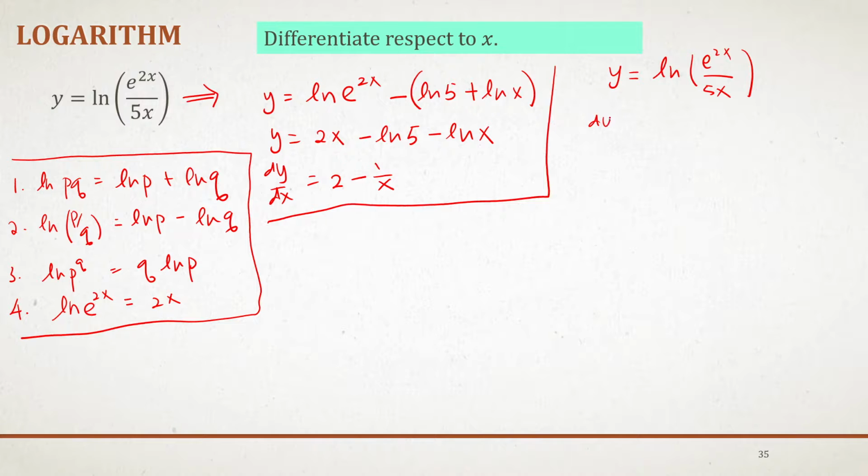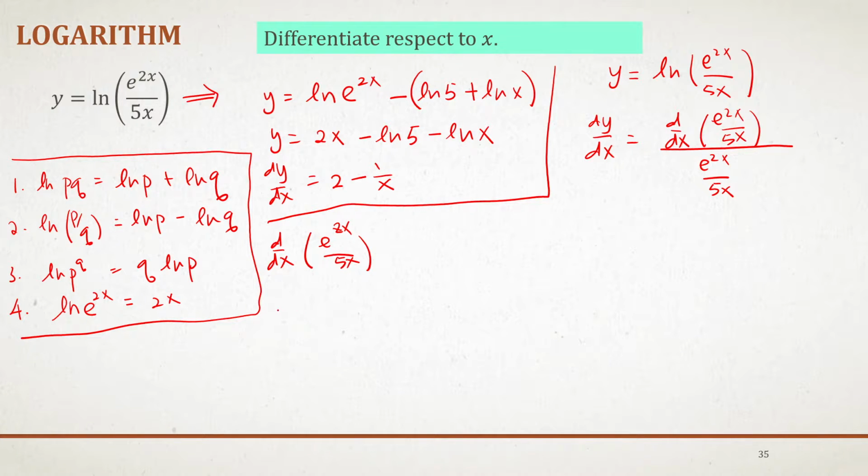First, we recopy whatever is inside the ln at the denominator, so e to the power of 2x over 5x. Now the problem you face is that you need to differentiate e to the power of 2x over 5x, so you need the product rule. My u is e to the power of 2x, my v is 5x. So u prime is 2e to the power of 2x, and my v prime is 5.